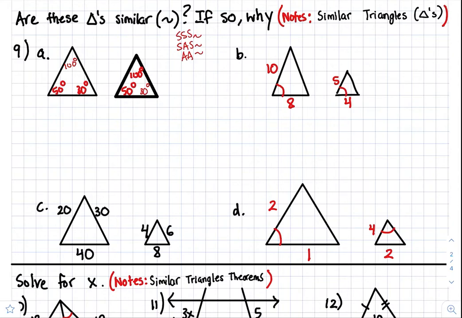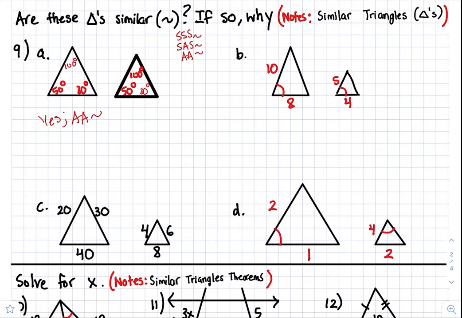So you guys, when you take a look at these triangles, I noticed that we have 2 pairs of congruent angles, which means these triangles are similar by the angle-angle similarity theorem. So yes, they are similar because we have 2 different sets of angles that are congruent to each other.